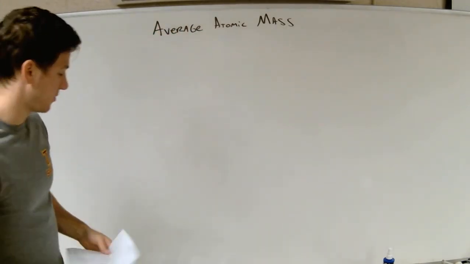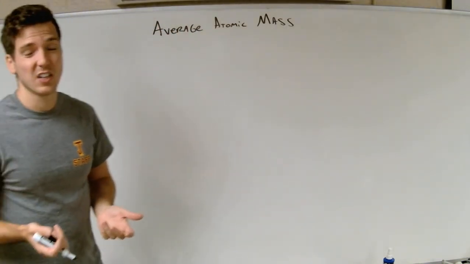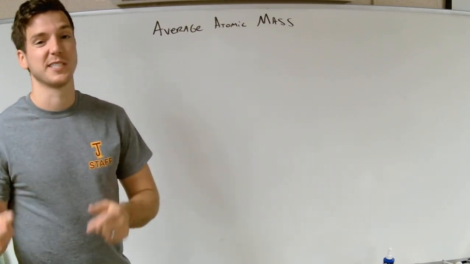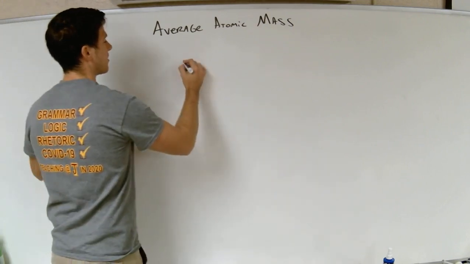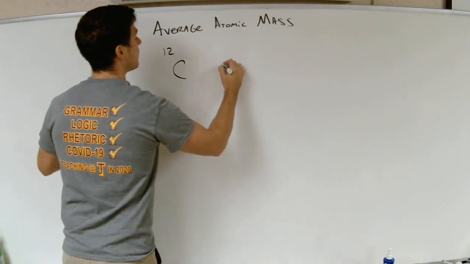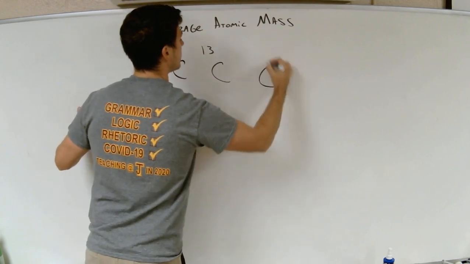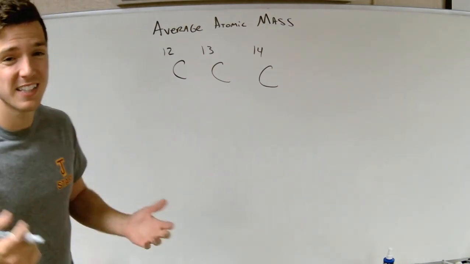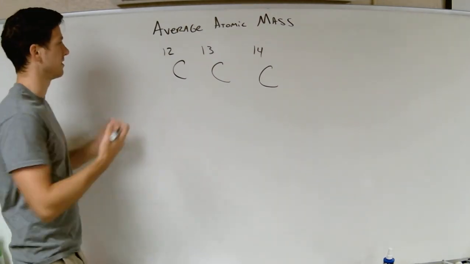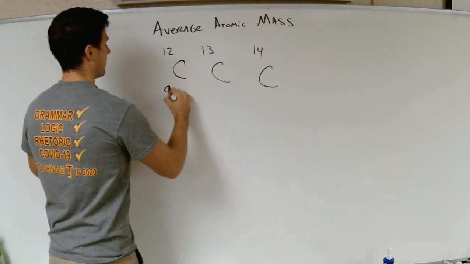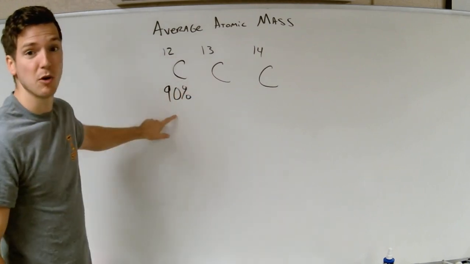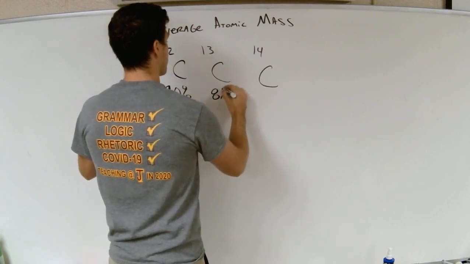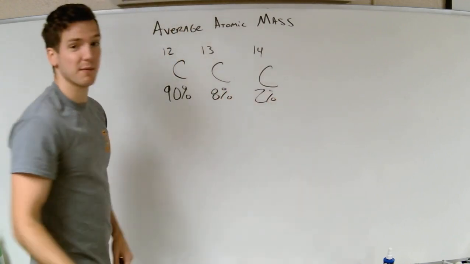Well, how did scientists figure this out? Well, what they did is they looked at isotopes of the elements, right? Isotopes are elements with the same protons but different neutrons. Examples of this are things like carbon 12, carbon 13, and carbon 14. Same protons, different neutrons, and they show up in different abundances. Carbon 12 might be 90% abundance, the most common carbon atom you see. 13 might be 8% abundant, and then 14 might make up the last 2%.